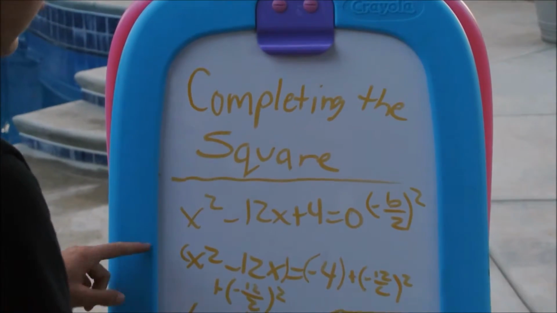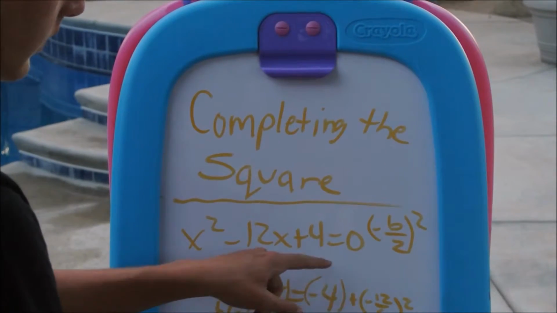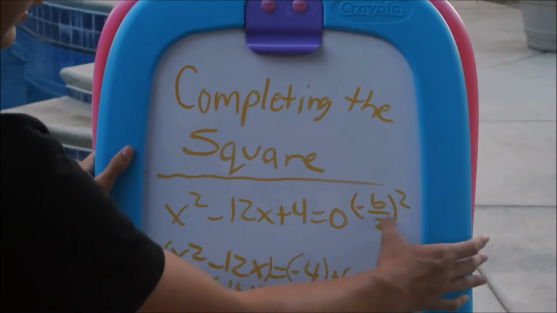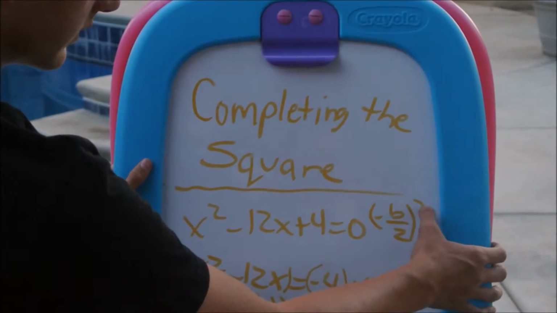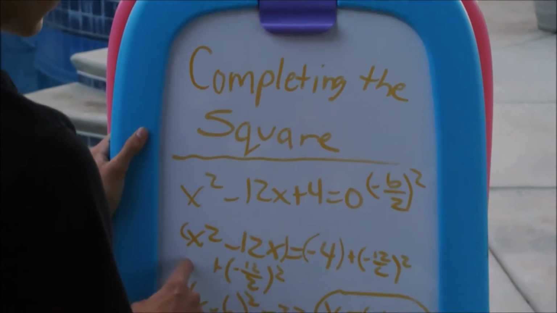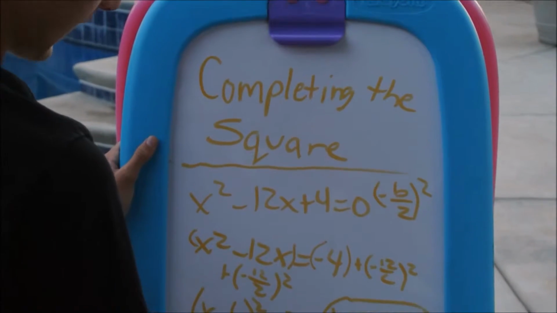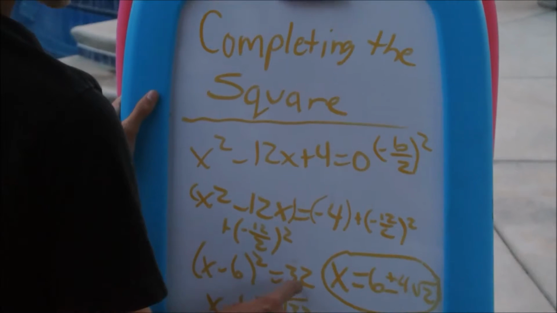Step 1 is to write the original equation, x squared minus 12x plus 4 equals 0. Then you take b and put it in the formula negative b over 2 squared and add it to both sides. So you'd add negative 12 over 2 squared to both sides of the equation. That would get you to x minus 6 squared equals 32.